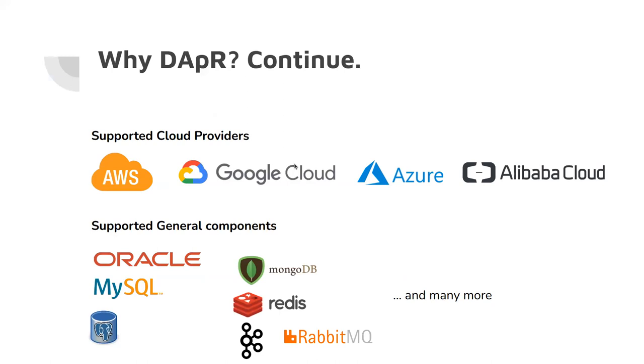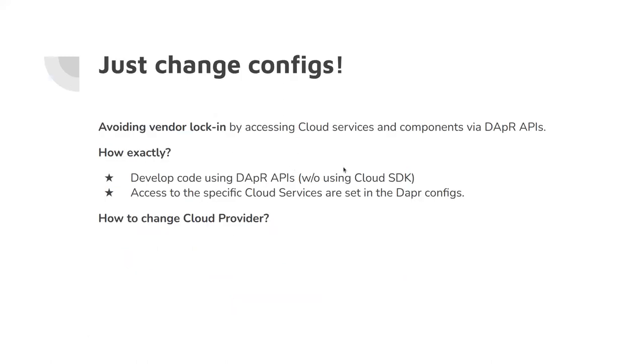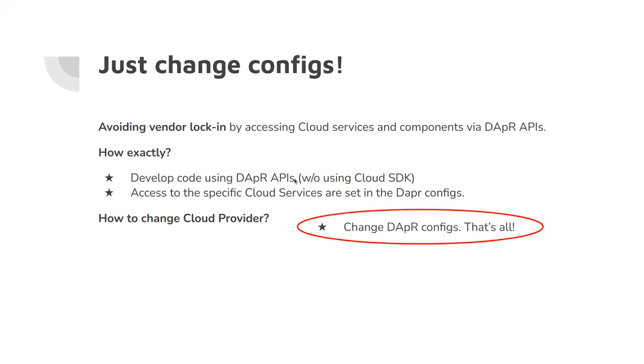So we were talking about why DApR, and it supports many components. So let's go further. And why is it so cool? Because it doesn't require a lot of code effort. Once you write the code to communicate service with service or with the message broker using the DApR API, that's it. And by using the DApR API, we are safe from vendor lock-in. So changing vendor or service itself is just a matter of configuration.